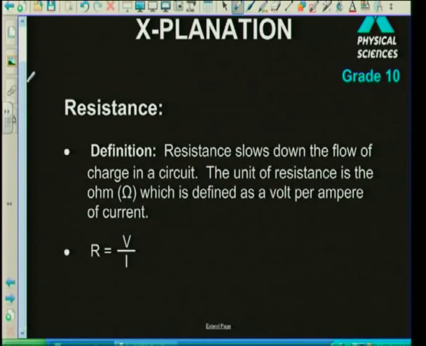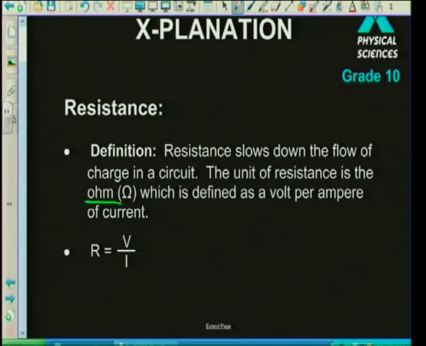Resistance. How do we define resistance? Resistance slows down the flow of charge in a circuit. It's hard for the electrons to move through a resistor, okay? Think of it as runners on a road, and all of a sudden they come to a mud patch, okay? It's nice and easy on the road, you get to the mud patch and it becomes hard.